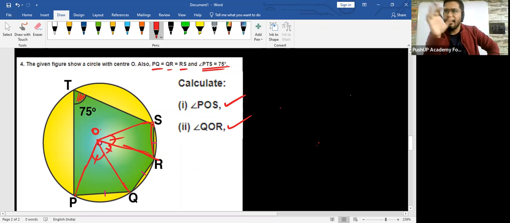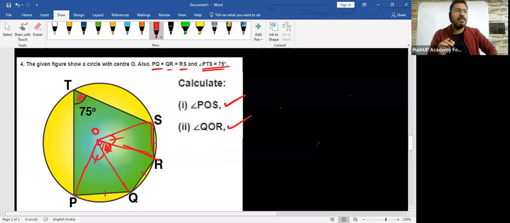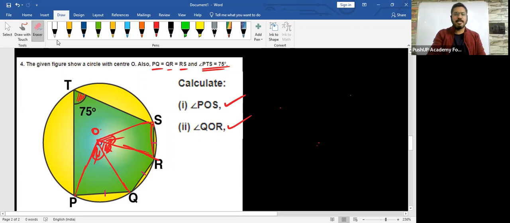Just now I said equal chords subtend equal angle at the center and even on the circumference. Anyways, we are dealing with only the angle subtended at the center in this question, right? So they were asking us to find angle QOR. I got to know that whatever is angle QOR, the same will be angle POQ and the same will be angle ROS.